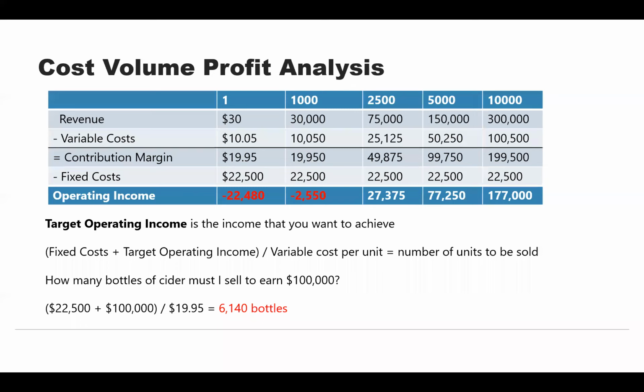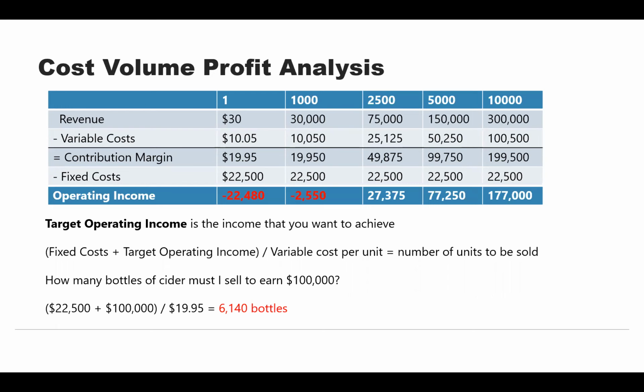So you would take your target operating income that you want to get, and then you would add your fixed costs to that. So it would be 100,000 plus 22,500. And then you would divide that by the contribution margin, and that would be 6,140 bottles. So in order to earn $100,000, I would have to sell in this case 6,140 bottles.